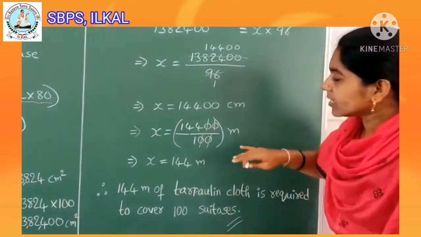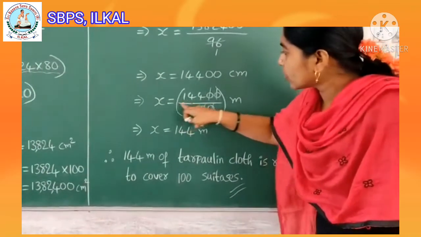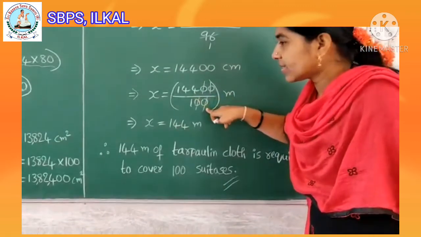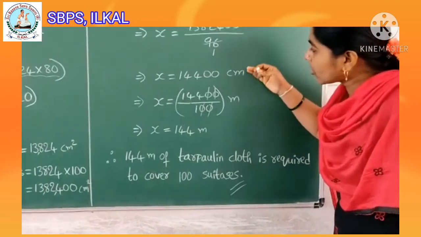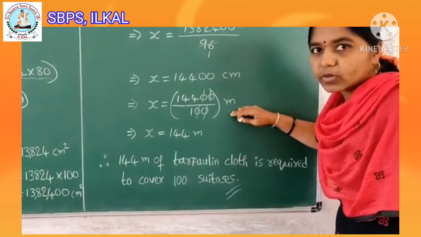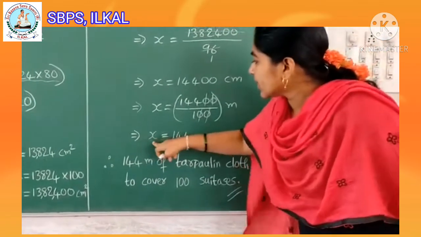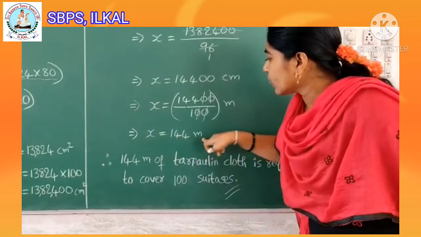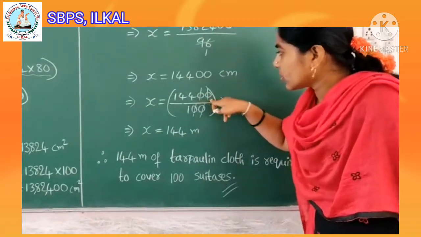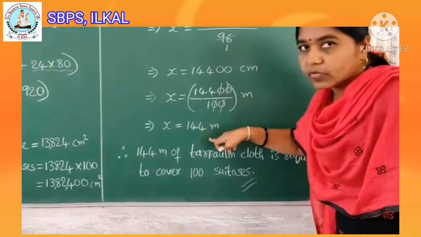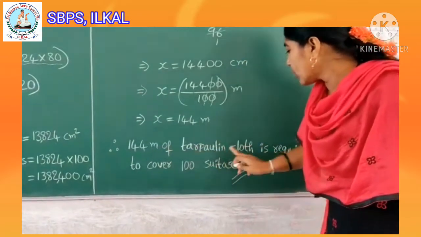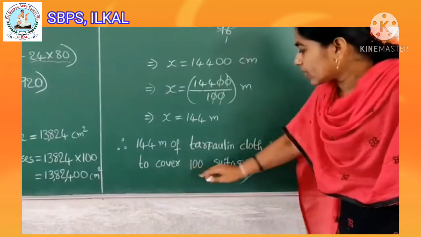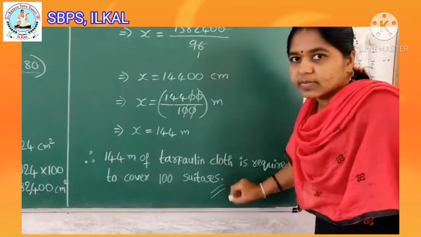We will convert it into meter. X is equal to 14,400 divided by 100, because 100 centimeters is equal to 1 meter. Smaller unit to convert to bigger unit we have to divide. Which implies x is equal to 144 meter, because 0, 0 strike out. 144 will remain. Therefore 144 meter of tarpaulin cloth is required to cover 100 suitcases.